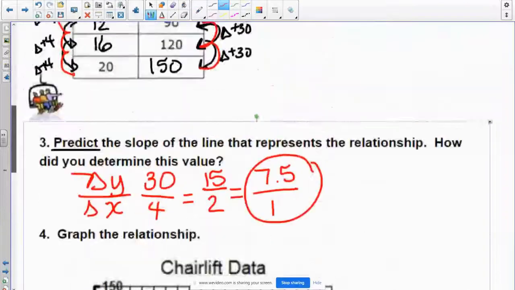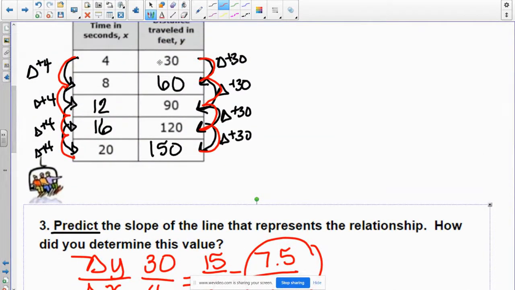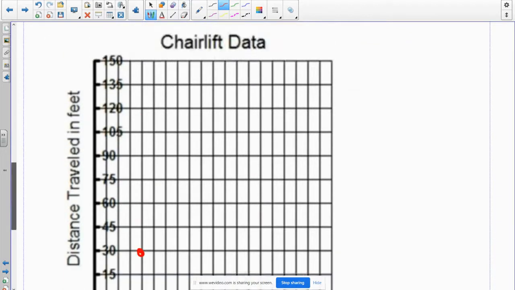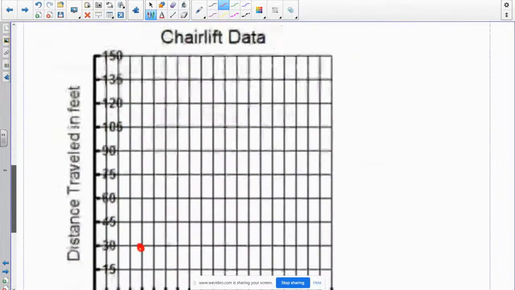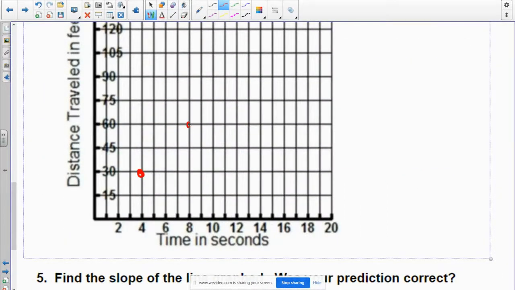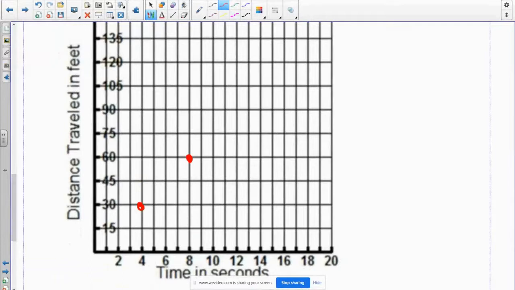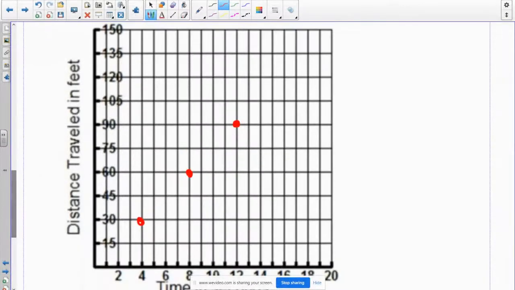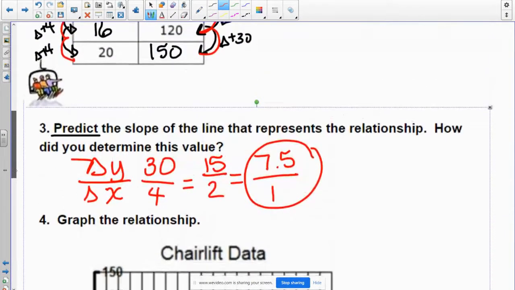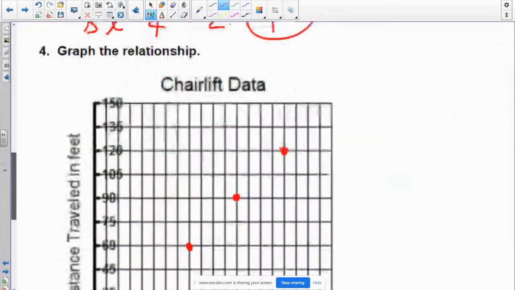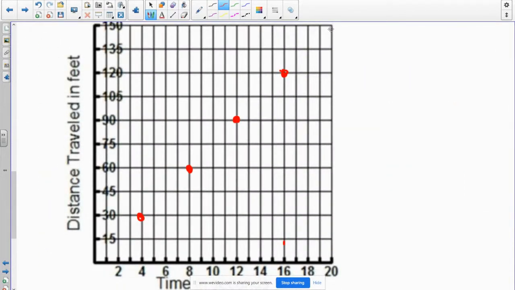So we're going to graph this relationship. Our first one we're going to graph is 4, 30. So 4 seconds, 30 feet. Our next one was 8 seconds, 60 feet. So 8 seconds up to 60 feet. 12 seconds up to 90. And then we had 16. Oops, I forgot already. 16 up to 120. So here's 16 up to 120. And the last one we found was in 20 seconds, we're at 150 feet. So here's 20 seconds, 150 feet.